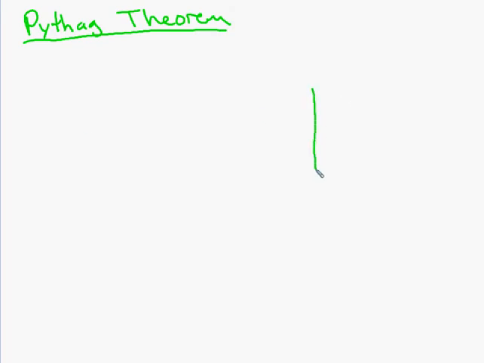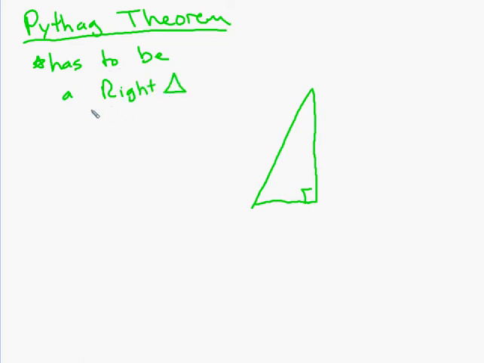Let's get that down. So let's say I have a triangle. And it has to be, so this is the first little thing here, this has to be a right triangle. Well, what's a right triangle? It has a right angle.